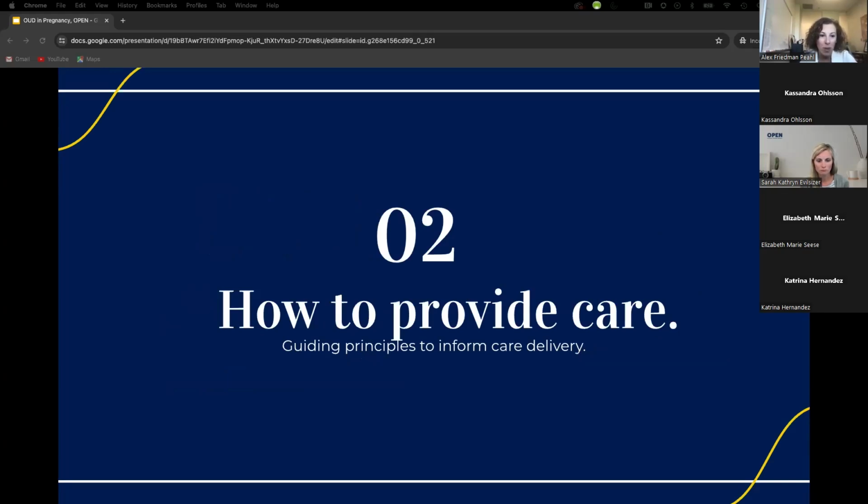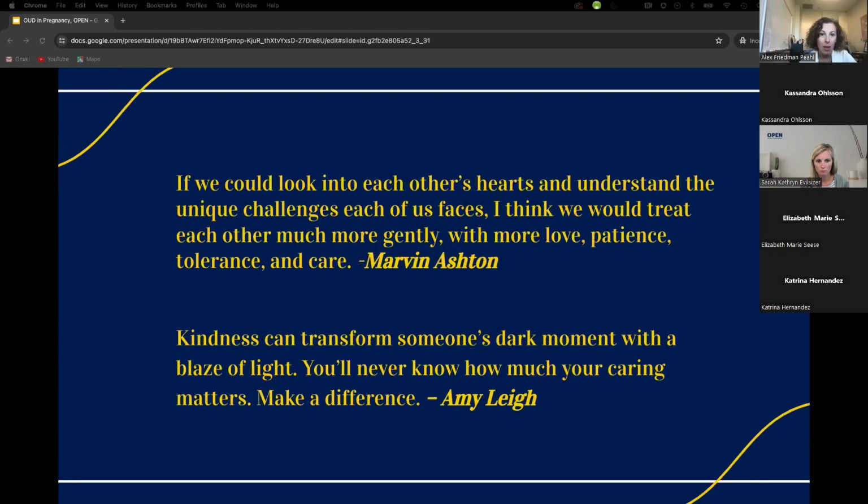So how should we provide care? As I've increasingly served birthing people with substance use disorder, I've been struck by the critical role of empathy in supporting these individuals. And these quotes highlight the role that I see healthcare workers playing in this care. Kindness can transform someone's dark moment with a blaze of light. You'll never know how much your caring matters or makes a difference. And so I hope the tools in this section really provide a good foundation for bringing that blaze of light that helps patients keep coming back and continuing their path to recovery.